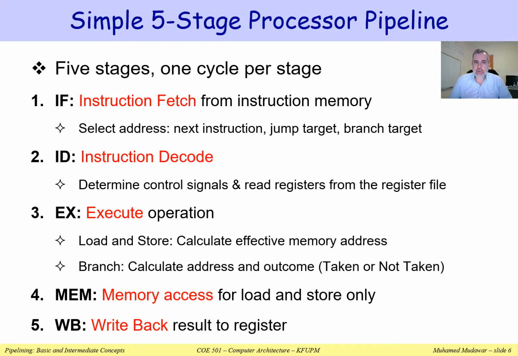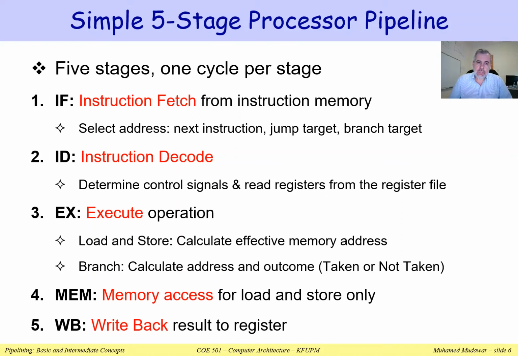The first stage is called the instruction fetch stage. This is where we fetch the instruction from the instruction cache. Also, we select the address of the next instruction. It could be the next instruction in memory, or it could be the address of the target instruction for a jump or a branch if you are jumping or branching.